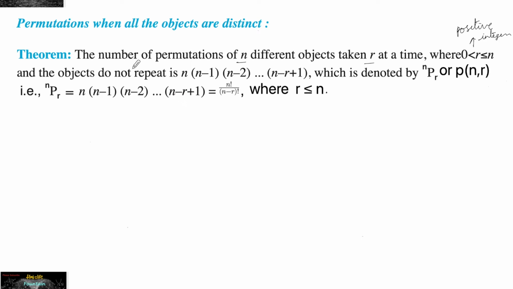Okay, see what is given here, the number of permutations of n different objects. Just before, we have seen that permutations are nothing but arrangements. Permutations means arrangements of things. So here n different objects taken r at a time, and it is given as n into n minus 1 into n minus 2 and so on n minus r plus 1. So let us prove this one.